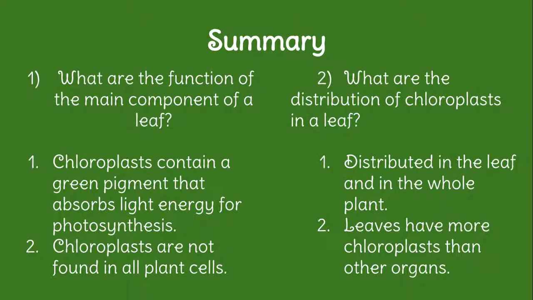Summary. What are the functions of the main component of a leaf? Chloroplast contains a green pigment that absorbs light energy for photosynthesis. However, chloroplasts are not found in all plant cells. For example, they are not found in root hair cells. These cells absorb the water needed by the plant for photosynthesis.